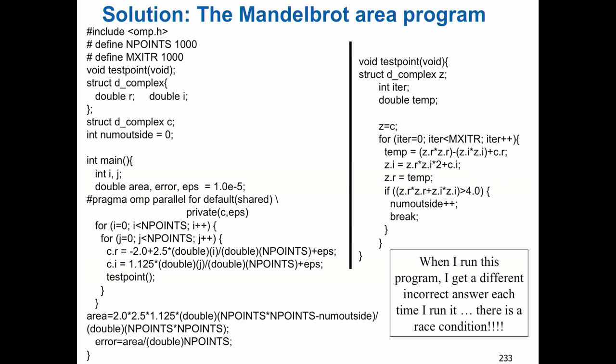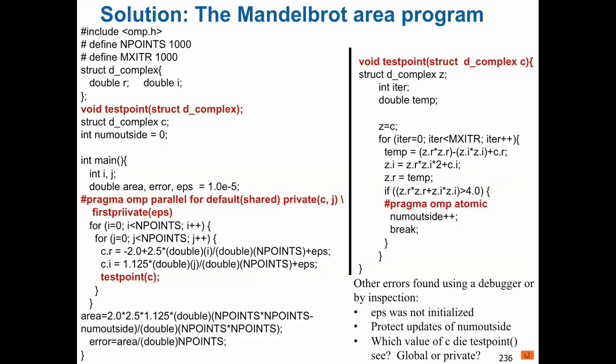If you look inside test point, well, I have this variable z, and zi, gosh, where am I getting the c from? It's a global. But if I declare it private, which one is it going to pick up? Remember, we talked about this. Which one is it going to pick up? Neither. It's undefined. That's bad. That's really, really bad.